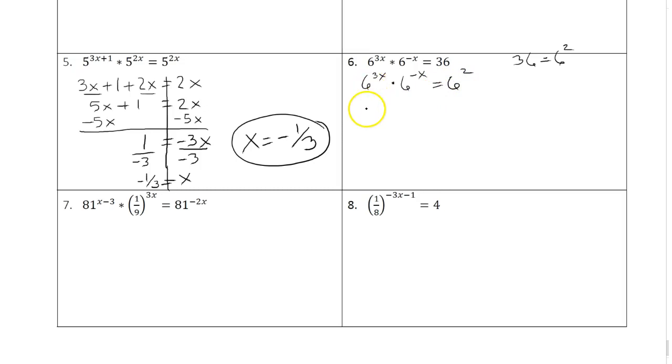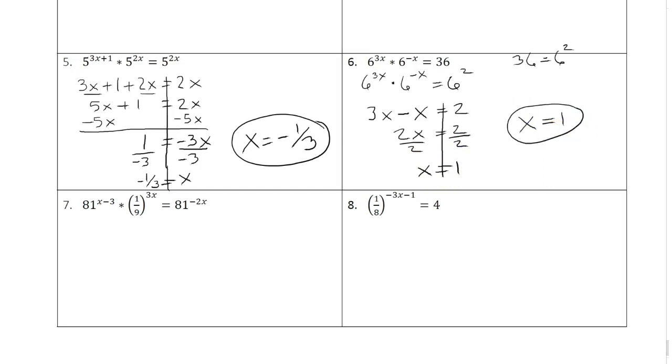We can add the exponents of the bases that are alike on the left, for 3x minus x equals 2. This simplifies to 2x equals 2. Divide both sides by 2. Our solution is x equals 1. The next example, we will have to convert all the bases to the same base.